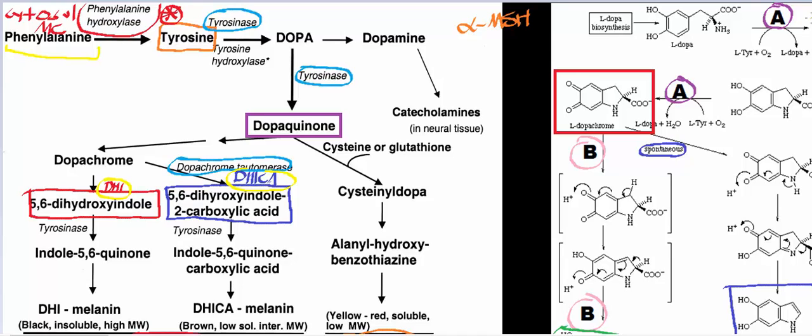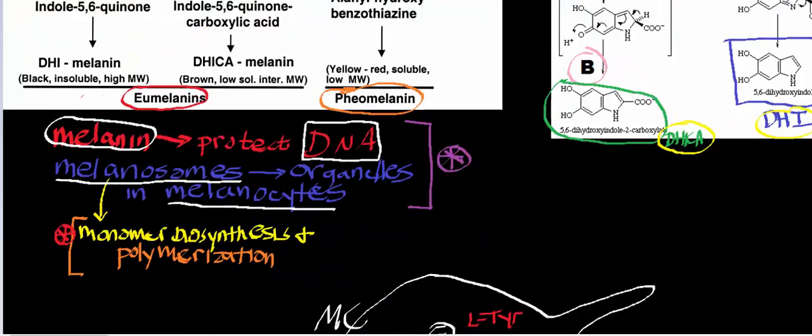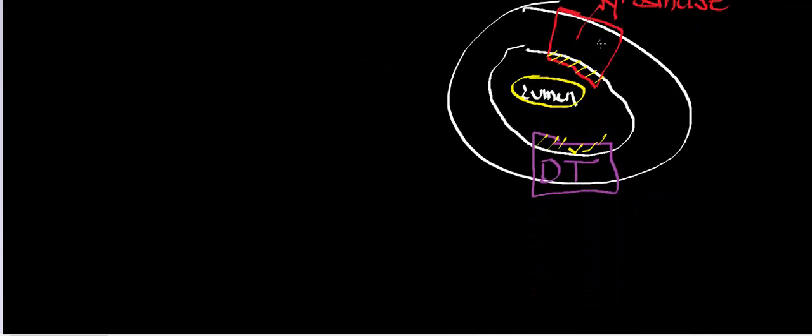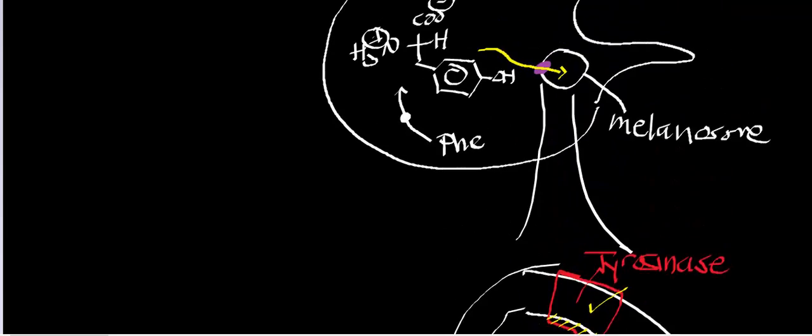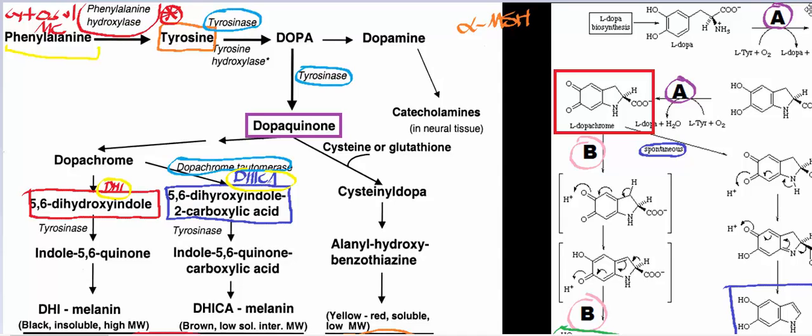I then want you to know that the rest of the enzymes, tyrosinase and dopachrome tautomerase, are the two main enzymes in melanin synthesis, and they exist in the membrane of the melanosome, as shown right here. They catalyze inside the lumen of the melanosome. Now, the processes taking place inside the melanosome: tyrosinase has multiple functions. Tyrosinase converts tyrosine to dopa, converts dopa to dopaquinone, and then converts dopaquinone into dopachrome.